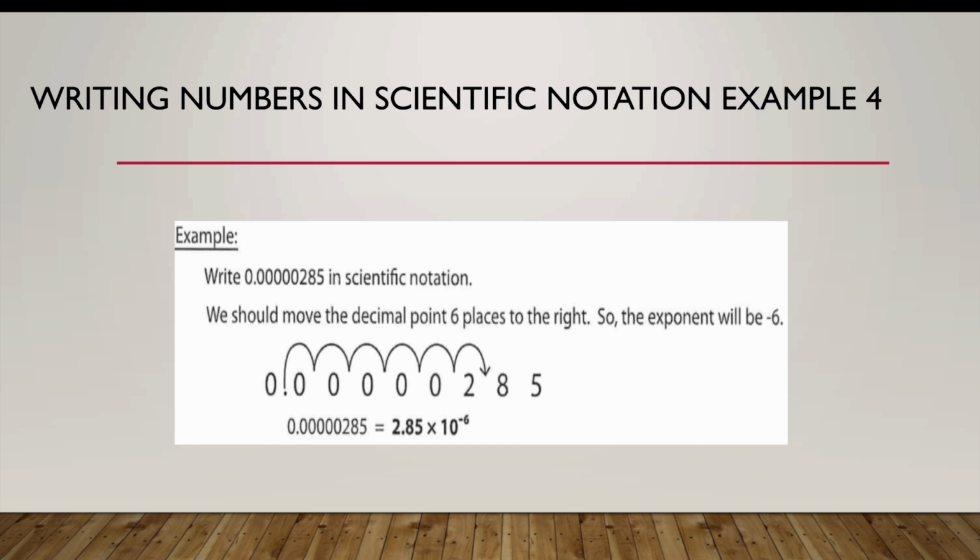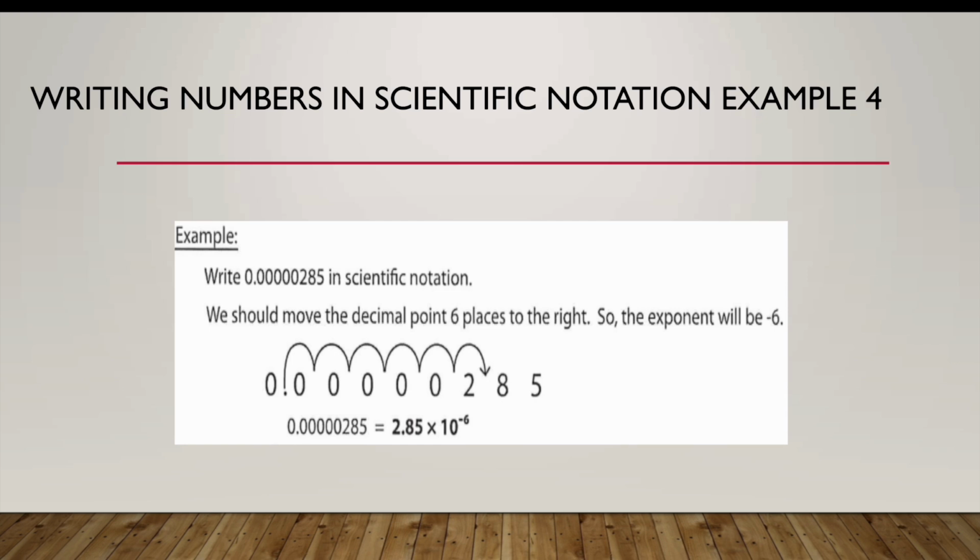You can do this with longer numbers as well. For example, with 0.0000285, I'll end up moving that decimal point 1, 2, 3, 4, 5, 6 places to the right. My exponent, therefore, would be -6. And it should end up giving me 2.85 times 10 to the -6th power.